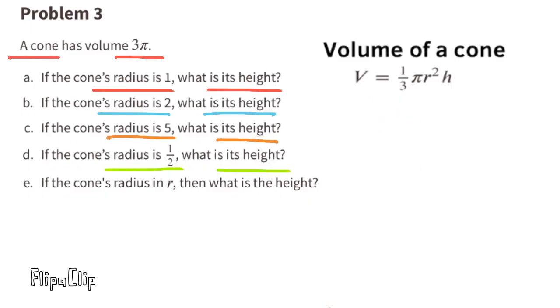D. If the cone's radius is 1/2, what is its height? So now we can substitute the r with a 1/2. The equation reads 3 pi equals 1/3 pi times 1/2 squared times height. Since we're solving for height, we can multiply both sides by the reciprocal of 1/3, which is 3. 3 times 3 pi equals 9 pi, and 3 times 1/3 pi equals 1 pi, or pi. So now the equation reads 9 pi equals pi times 1/2 squared times height.